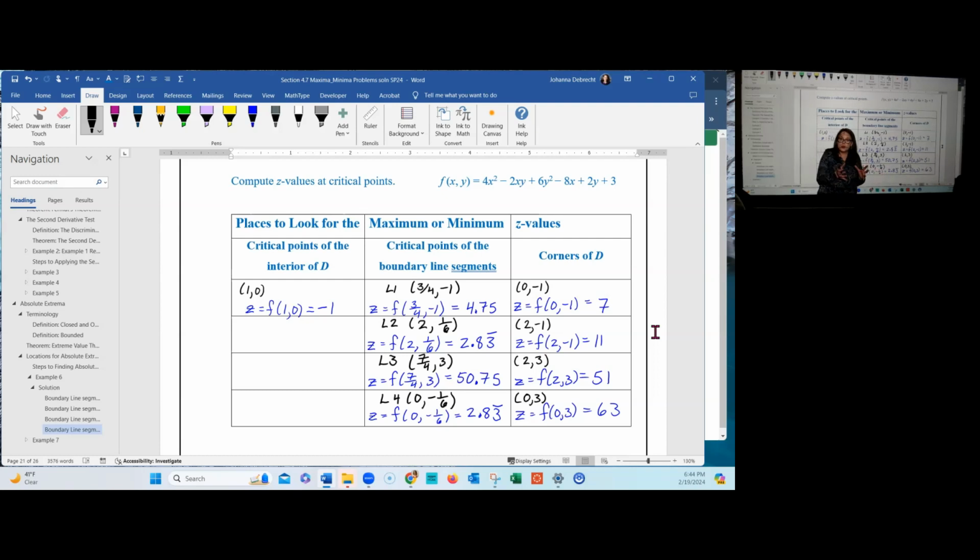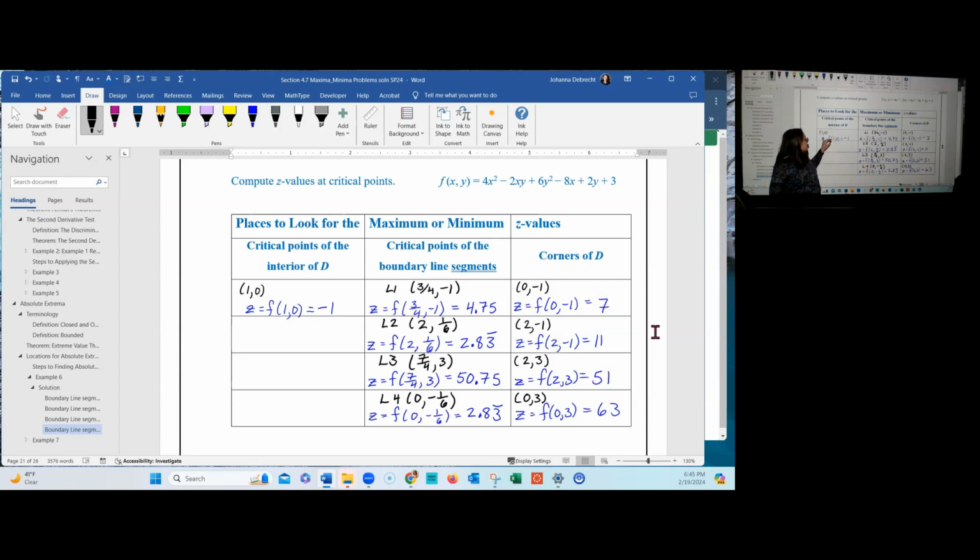Then there were 4 corners to the regions, which gave us the endpoints of the closed bounded intervals where our line segments were defined: 0, -1; 2, -1; 2, 3; and 0, 3. Take each of those ordered pairs and substitute their x and y coordinates into the definition of the function to find the z value at that location. I've already done the work and written it down for you in blue.